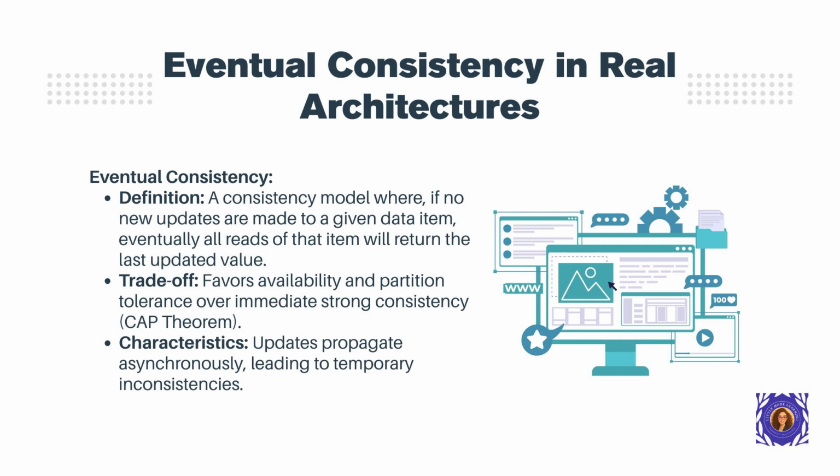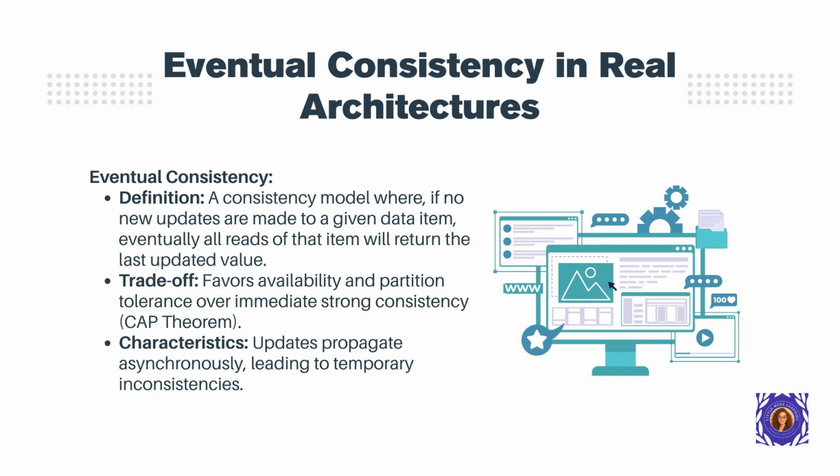This consistency model is a direct practical consequence of the CAP theorem. Systems that choose eventual consistency prioritize availability and partition tolerance over immediate strong consistency. This means they are designed to remain operational and accessible even during network partitions, accepting that different nodes might temporarily hold slightly different, or stale, versions of the same data.